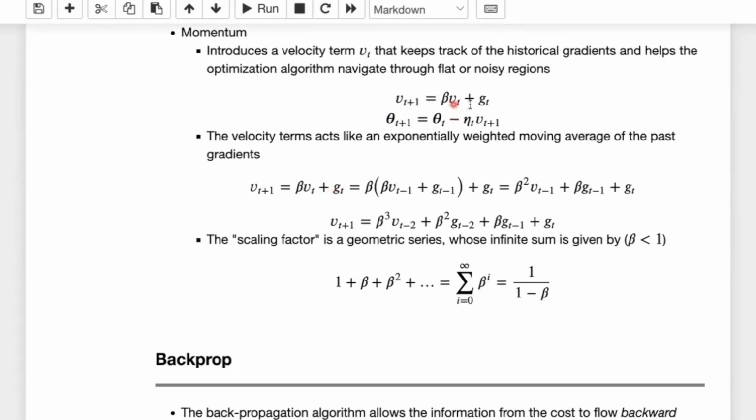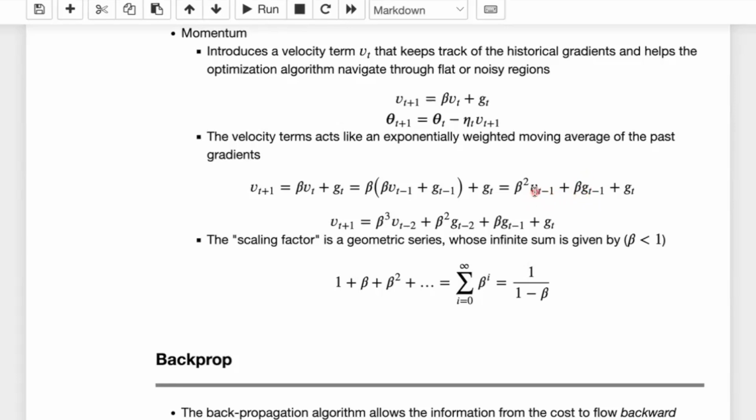So we're going to start with what we have here, but then we know that v at time t can be written as beta times v in the previous iteration, which would be v t minus 1, plus g t minus 1, right? So that's how we get this part here inside parentheses. And so now we can see that we get beta squared v t minus 1, beta g t minus 1, and then the current gradient. So you can see that the velocity term here is in summary keeping track of the previous gradients, but we have this sort of weighted moving average where we have beta and then beta squared.